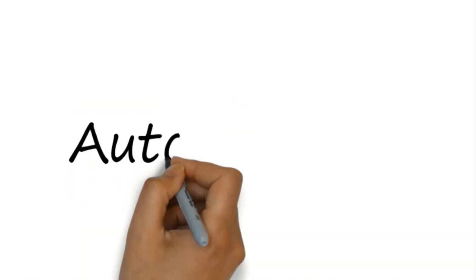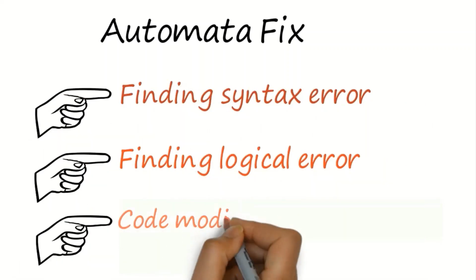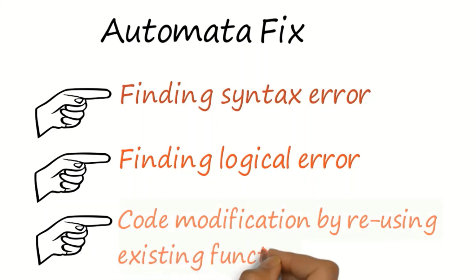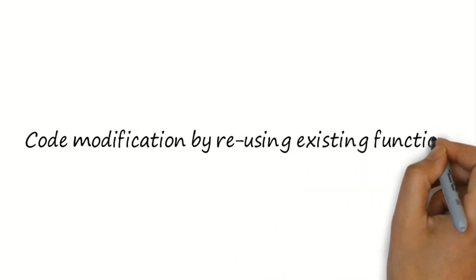Automata Fix is the new assessment that Cognizant has included as part of its online test. It checks the candidate's computer programming ability to debug an erroneous code and fix it. It has three segments: finding syntax error, logical error, and code modification by reusing existing code. I will discuss code modification section first. Here we will learn how to design new functionality.